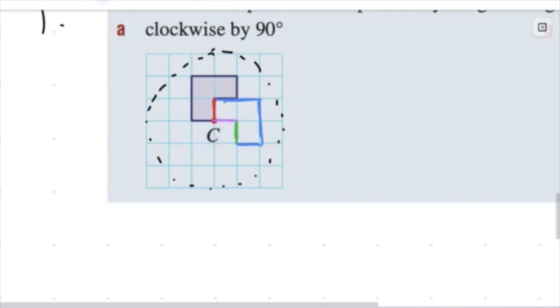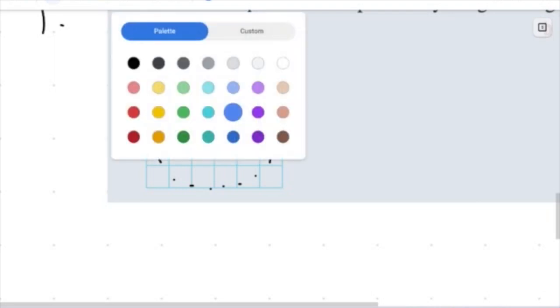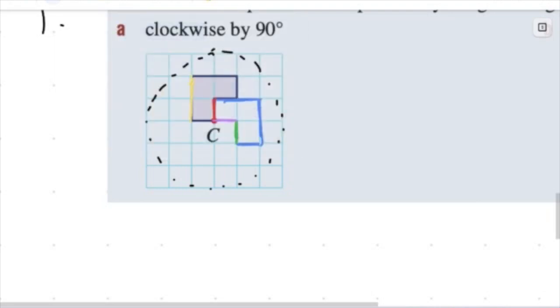So my shape, when rotated clockwise by 90 degrees, you can see every single vertical line has become a horizontal line. Every horizontal line has become a vertical line. Think about this here. Look, this vertical line has become a horizontal line. This horizontal line has become a vertical line. This vertical line has become a horizontal line down here. And this goes for all of the different parts of my shape. I'm rotating this all the way around.